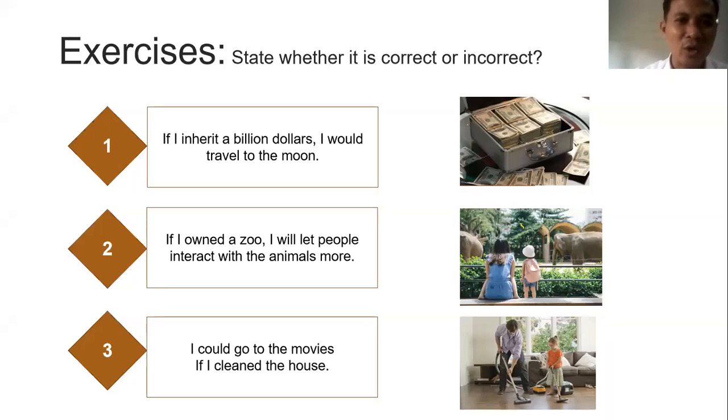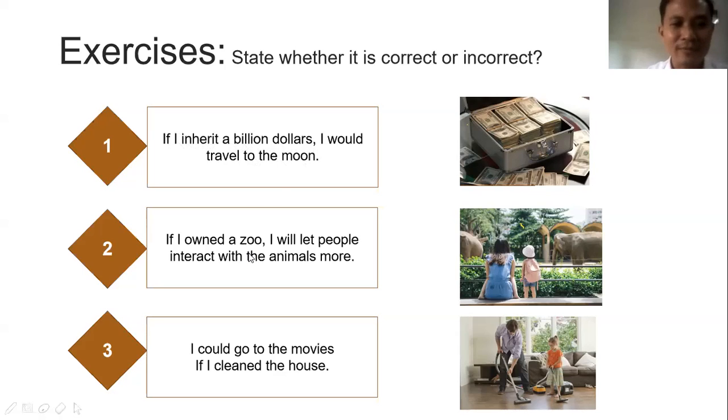It is an incorrect sentence. Why is it incorrect? Because here you still remember the form, the pattern. If I inherit, itu mewarisi ya. If I inherit, so it is using present tense here. The if clause is supposed to be simple past. So this is incorrect. The correct one is: if I inherited $1 billion, I would travel to the moon.